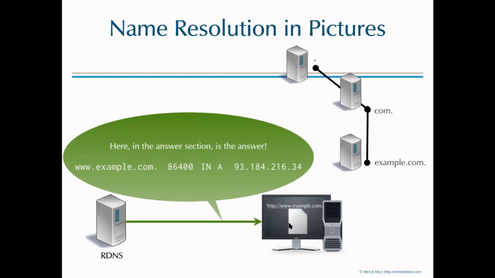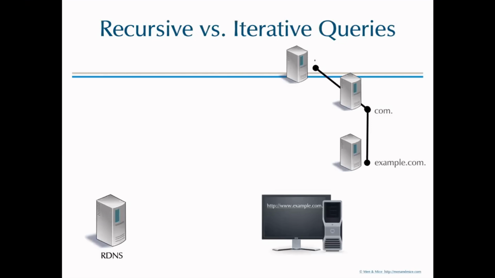And the very happy client here has been able to load his document. Okay, so recursive versus iterative query, the stub resolver, the client, and client's a lousy word, although we use it all the time, because this machine on the right-hand side is a client of the RDNS server. But the RDNS server is a client of all of the authoritative servers.